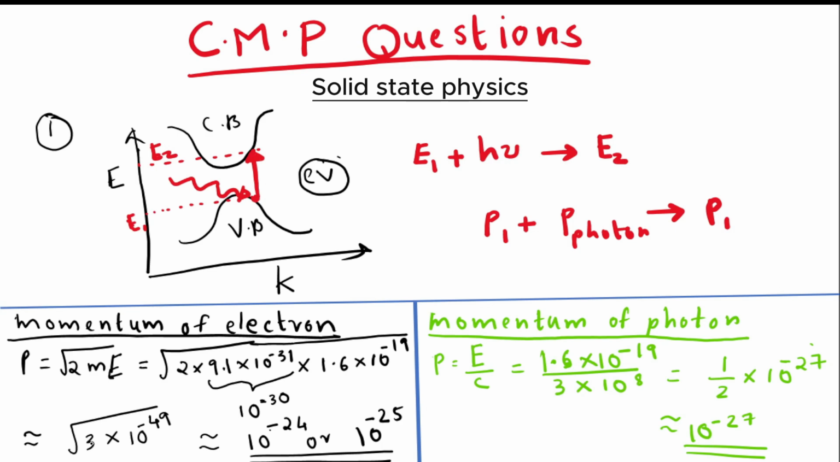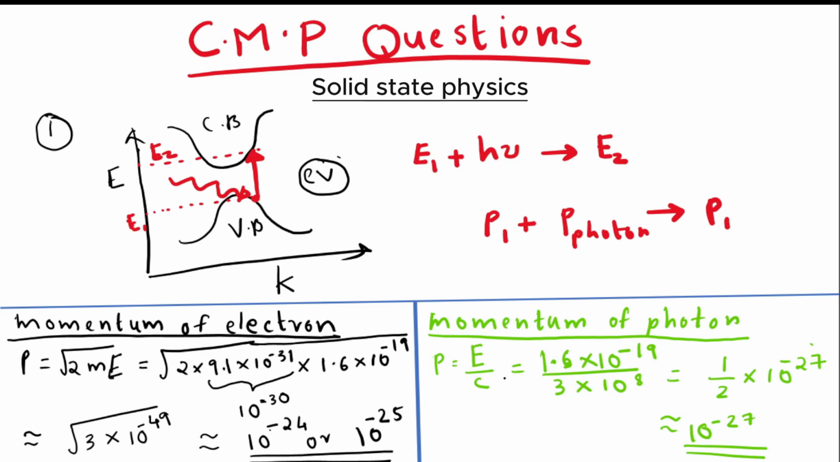So square root of 3 into 10 raised to minus 49 is approximately equal to 10 raised to minus 24 or 10 raised to minus 25, because square root of 10 raised to minus 49 is 10 raised to minus 49 by 2, which comes near 10 raised to minus 24 or 10 raised to minus 25. So the momentum of the electron is of the order of 10 raised to minus 24 or 10 raised to minus 25. Now, let's estimate the momentum of photon.